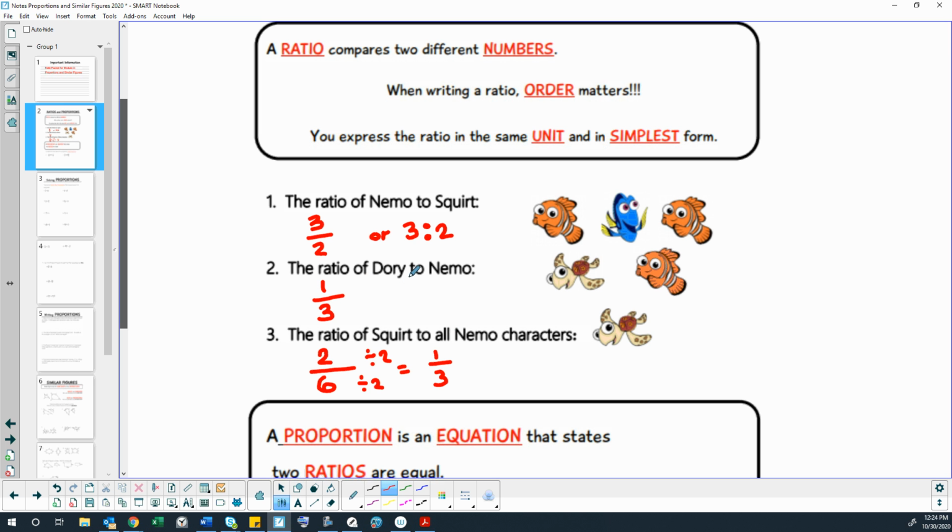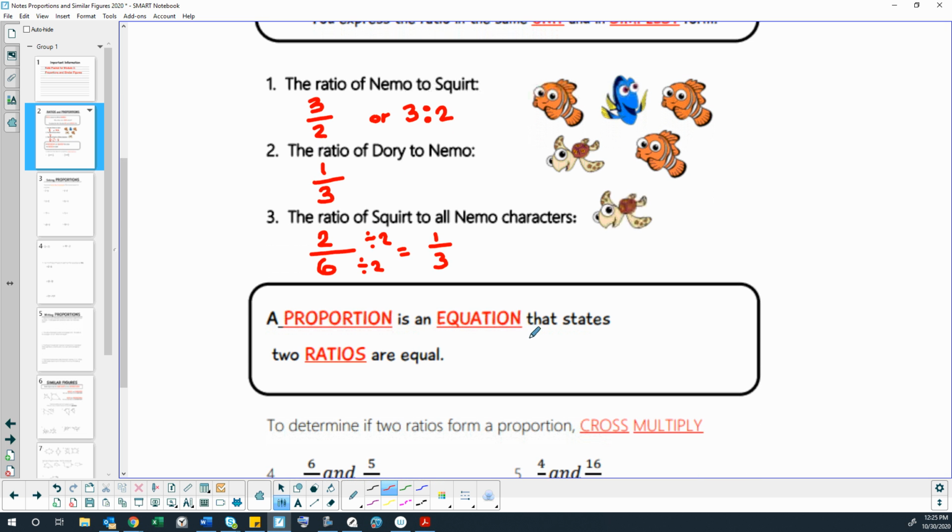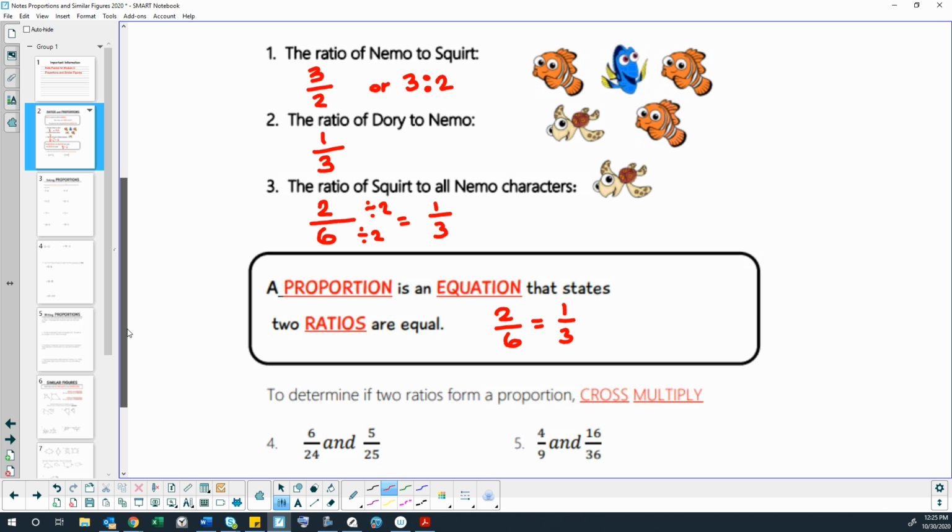So not only is there a 1 to 3 ratio of the number of Dorys to the number of Nemos, there's also a 1 to 3 ratio of the number of Squirts to all of the pictures here. So every 1 out of 3 pictures is Squirt. A proportion is an equation that states that 2 ratios are equal. So the problem we just barely did, where we said that 2/6 was equivalent to 1/3 because we simplified it down to 1/3, that is actually a proportion. And that tells us that 2 ratios are equal to each other.